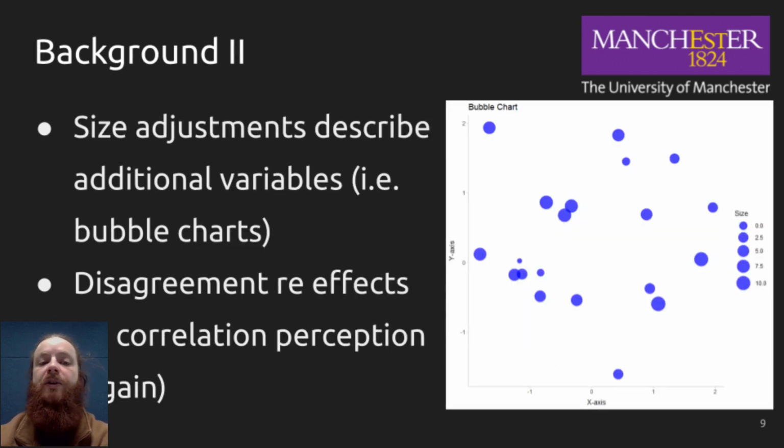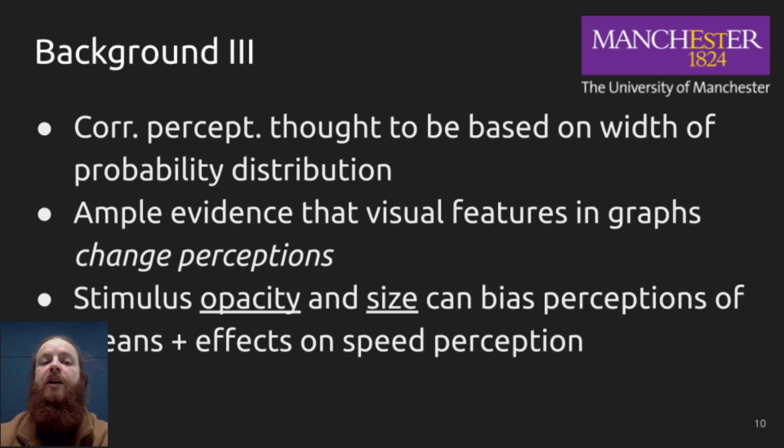Changing the sizes of points is often used to describe an additional third variable to the standard 2. These are commonly referred to as bubble charts. Again, there is disagreement in previous work about the effects of this on correlation perception and people's estimates of Pearson's R. So the perception of correlation is thought to be based off the width of the underlying probability distribution, although this is an open question that is difficult to answer given what we know at the moment and the current methodologies that are available to us.